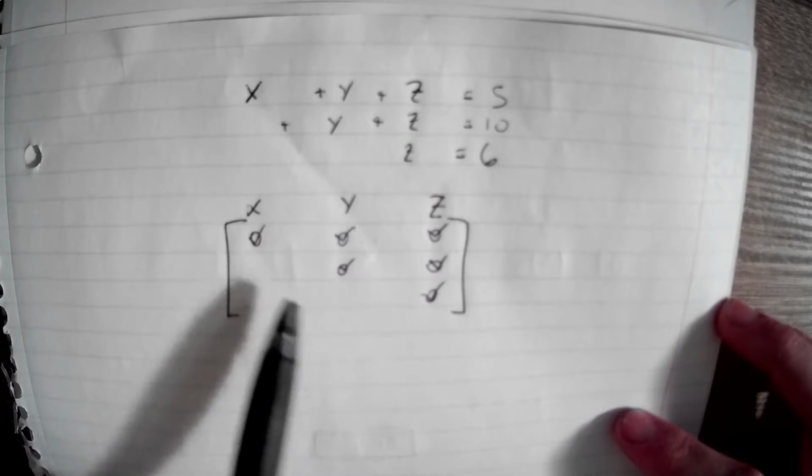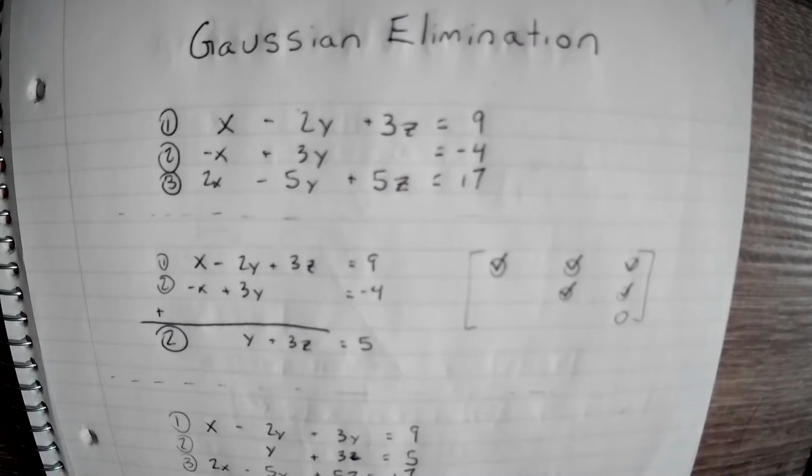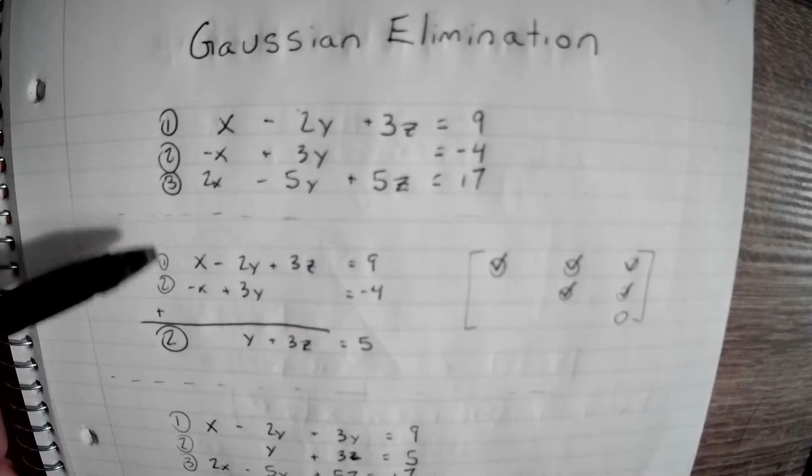And we're going to use this sort of checklist box to keep track of how we're doing all along the way. You don't need to do this, but I think it helps me keep track when I'm doing it. So here we have a system of equations. Equation 1, equation 2, equation 3.